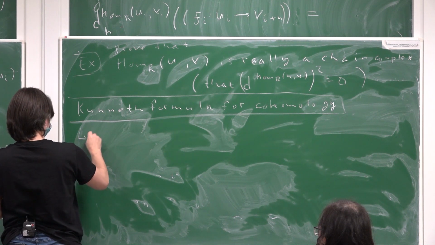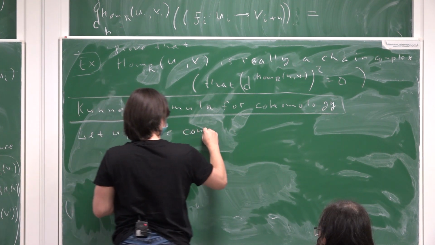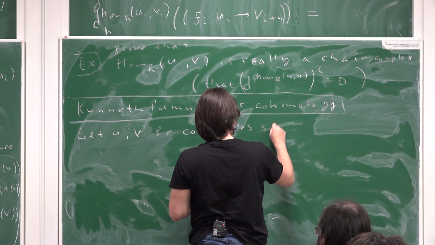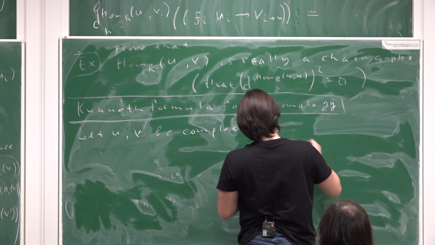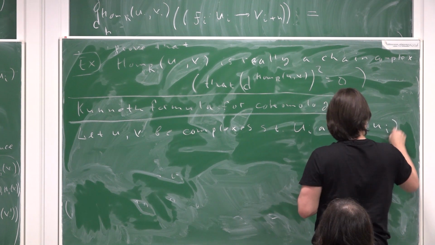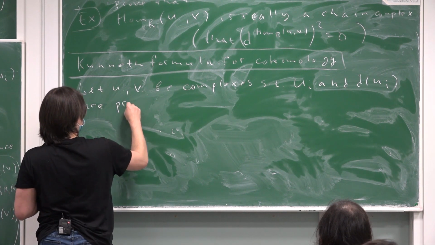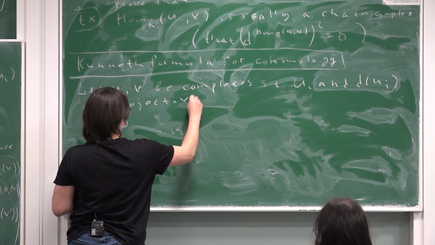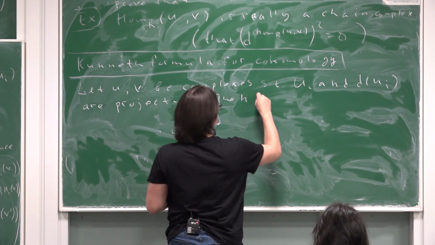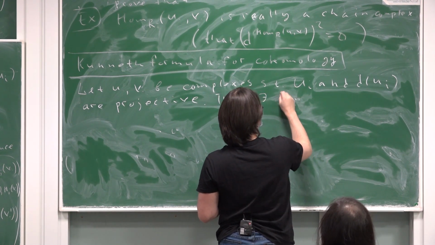So let U, V be complexes such that U_i and D of U_i are projective. Then there exists a long exact sequence, short exact sequence.